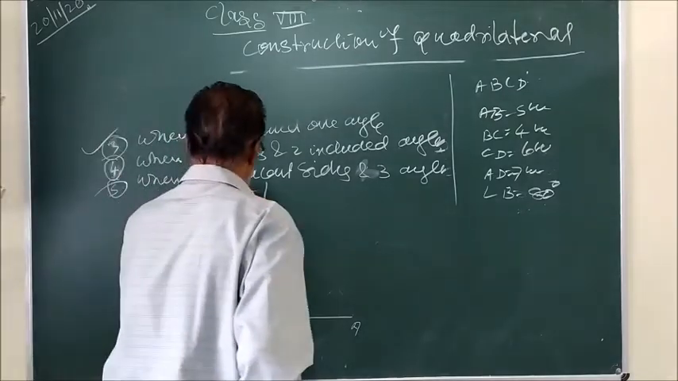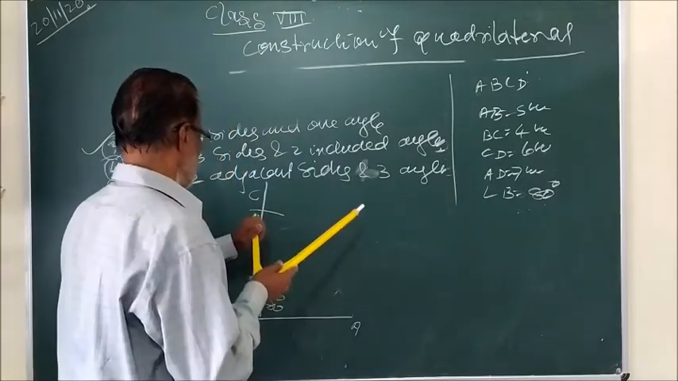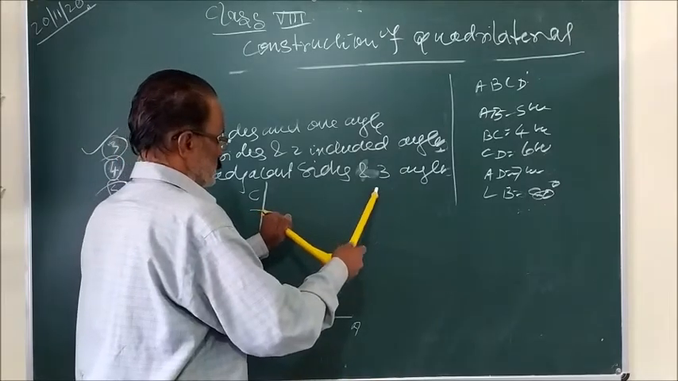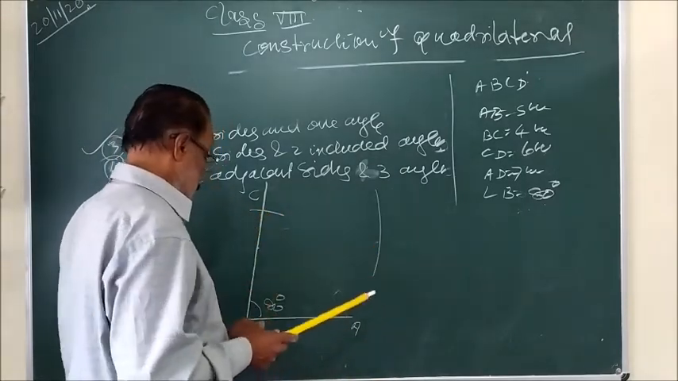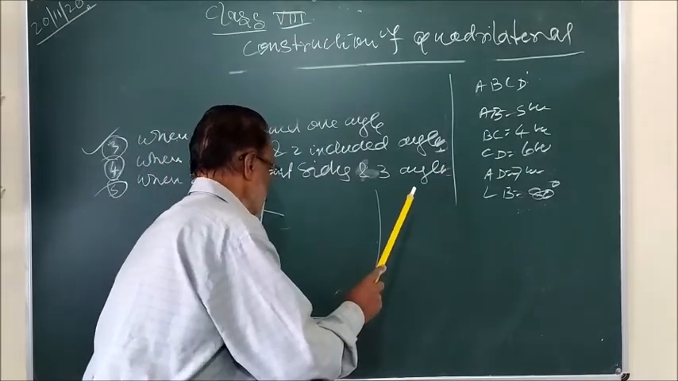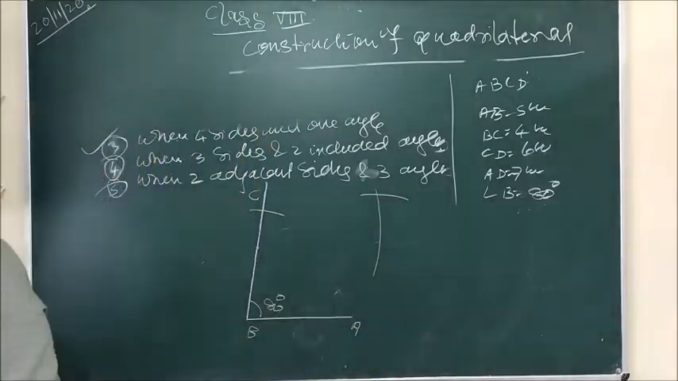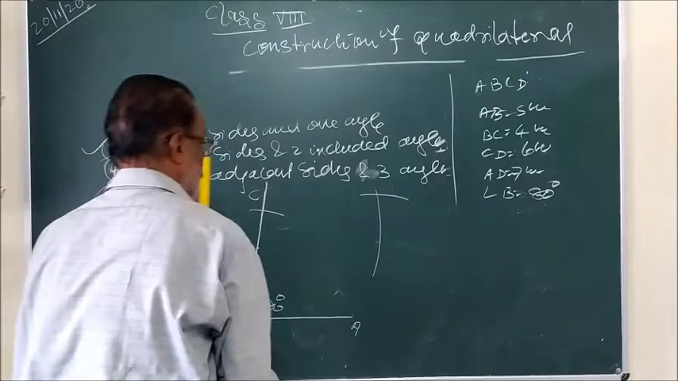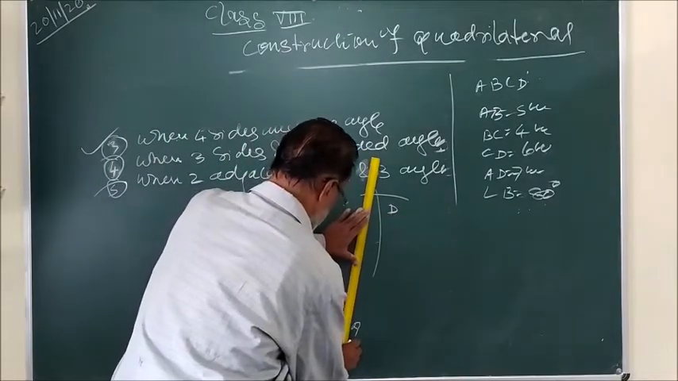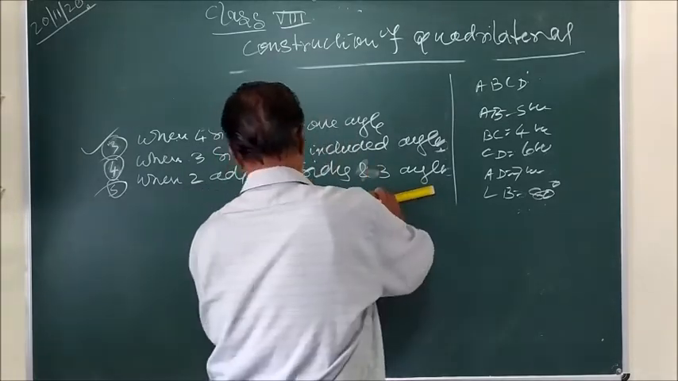So you are getting C. And this will be CD. CD is 6 cm. 6 cm ka arc kijiye yahan se. Maan lete hain, suppose this is 6 cm. And AD is given, 7 cm. Maan lete hain ye 7 cm hai. This will be D. So is tarah se isko hum mila lenge. Now you join AD and this is CD.